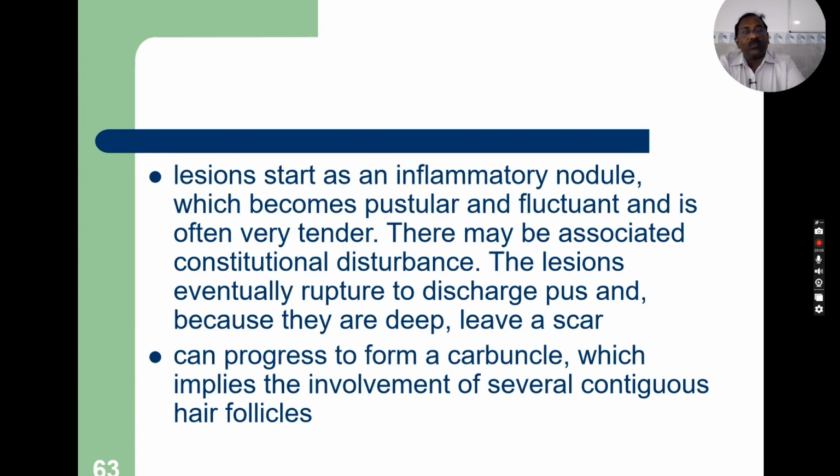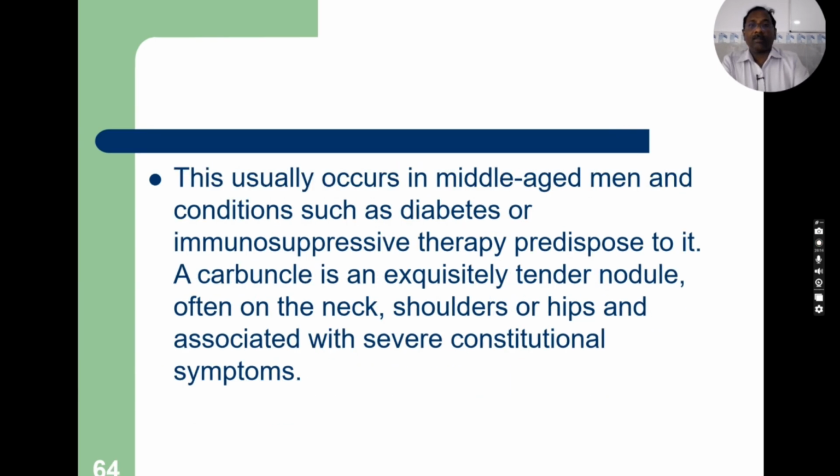They can progress to form a carbuncle, which implies the involvement of several contiguous hair follicles. Middle-aged men and conditions such as diabetes or immunosuppressive therapy predispose to it. It is an exquisitely tender nodule, a carbuncle, over the neck, shoulders or hips, and associated with severe constitutional symptoms like fever, nausea, vomiting, etc.